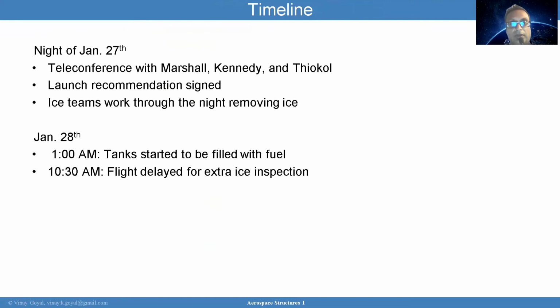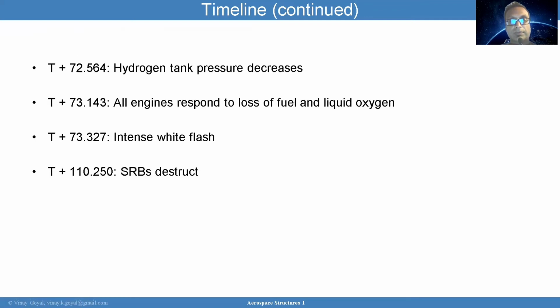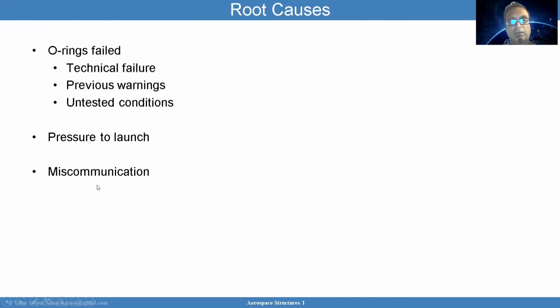So the timeline is straightforward, but the point is that a failure did occur, and you can see a timeline of events here that helped the investigation team understand what happened, and you can see here an additional timeline of events. So root causes: the O-ring failed. There was a technical failure. There were previous warnings, untested conditions, pressure to launch, and miscommunications. So all these things were a major issue that needed to be resolved.